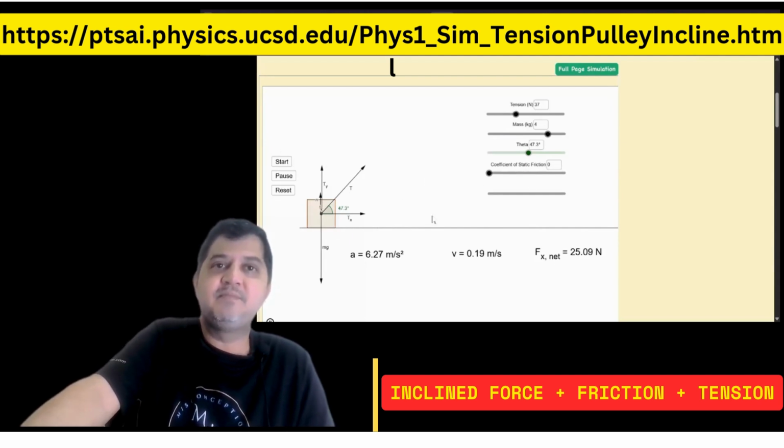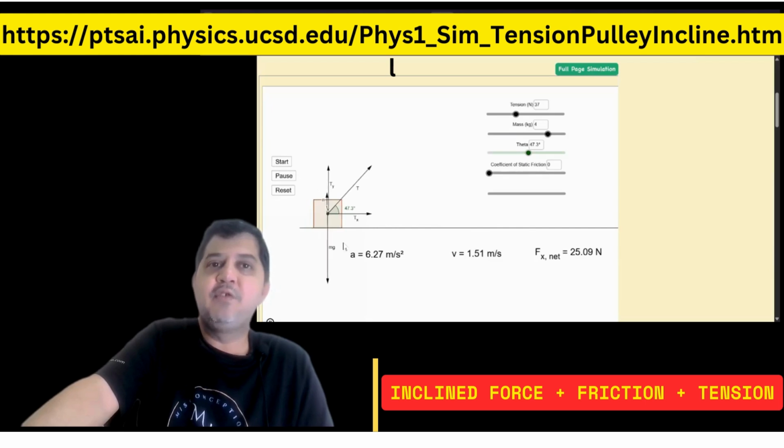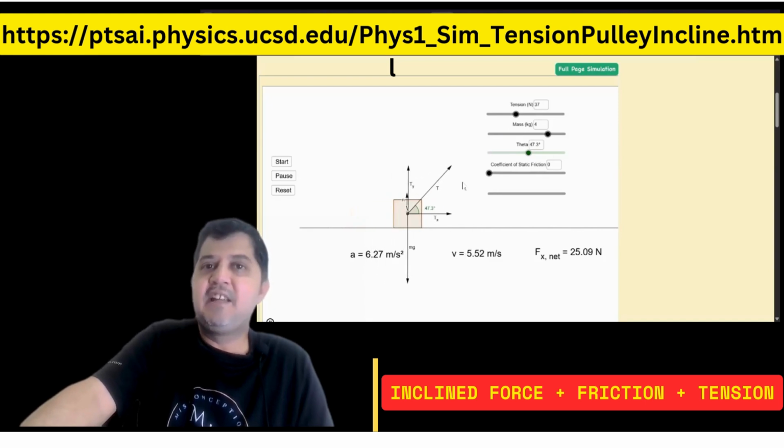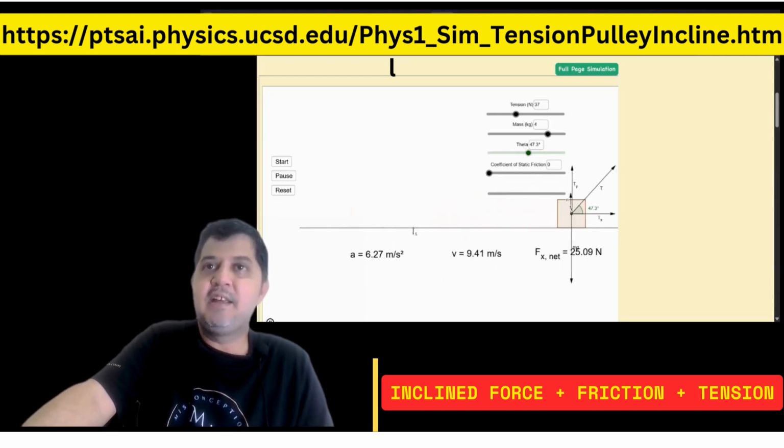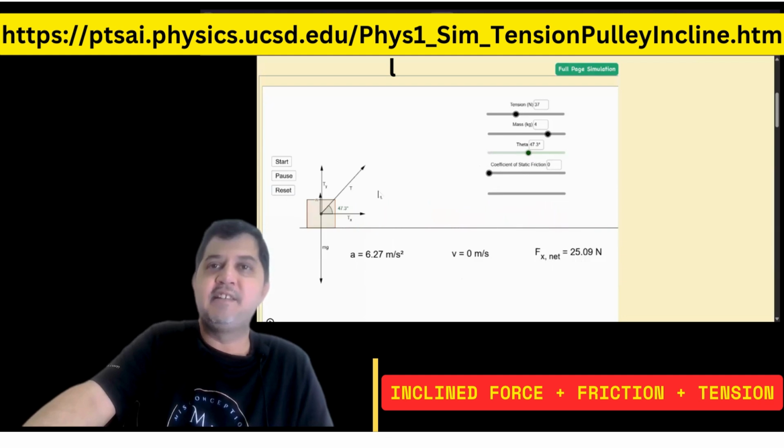Let me start this. Okay, now you see the tx value and ty value are not being shown over here. You can calculate this. The angle at which it's being pulled is shown over here. The velocity, how it increases, is being shown over here. What is the acceleration? Okay, now let me reset this once again.